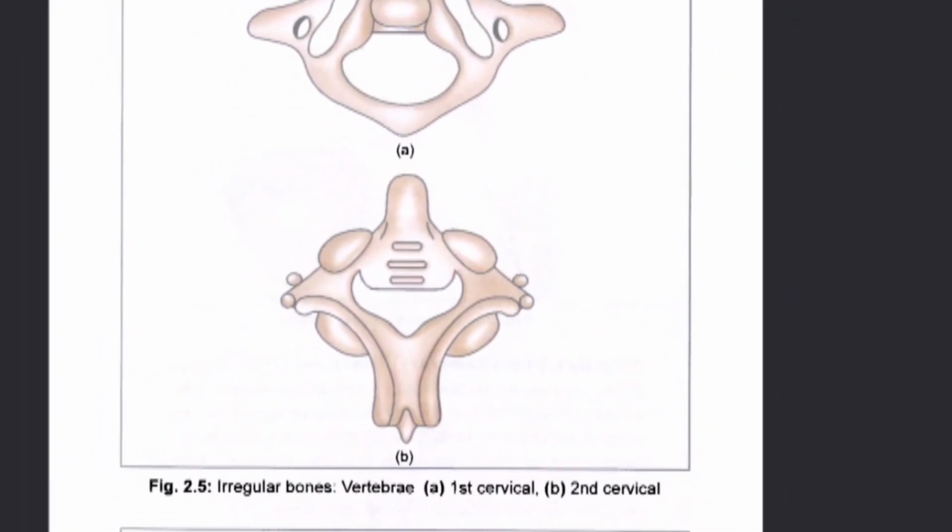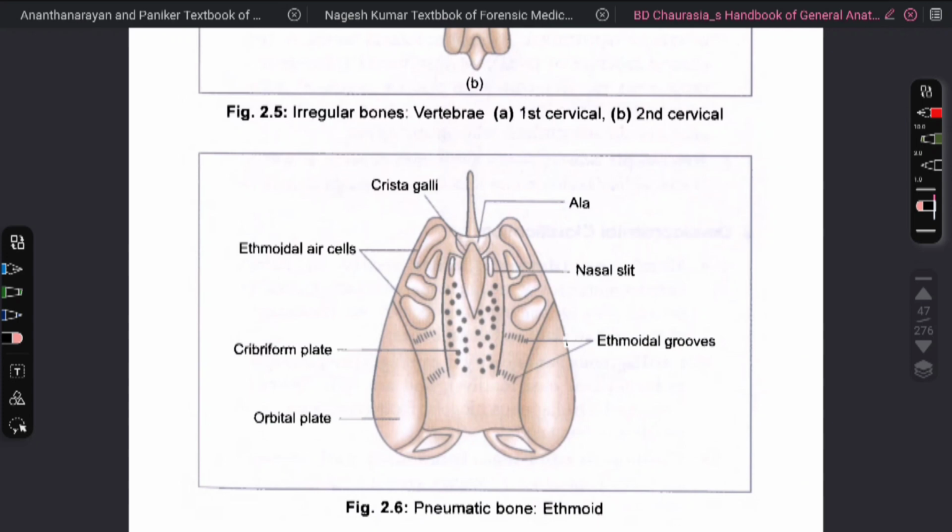So this is the bones of the vertebra. You can see they are very irregular vertebral bones, that is in your spinal region. So this is the irregular bone. Then now you are seeing the pneumatic bone example, that is your ethmoid. You can see here the ethmoidal air cells, the air spaces in which they accommodate air. So this is the pneumatic bones.